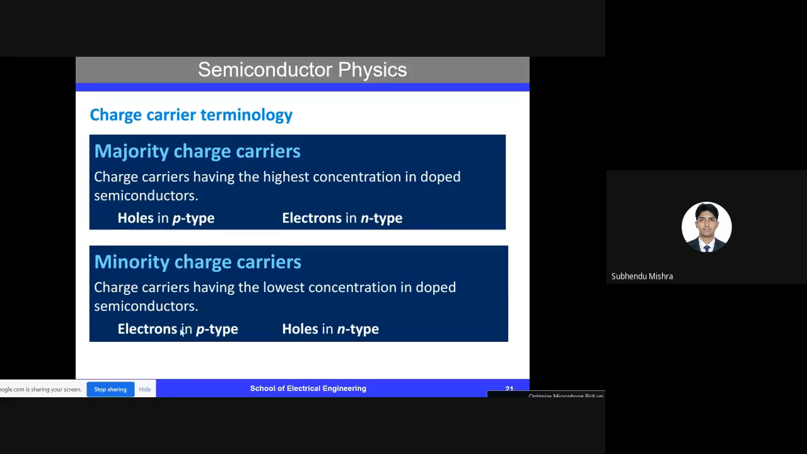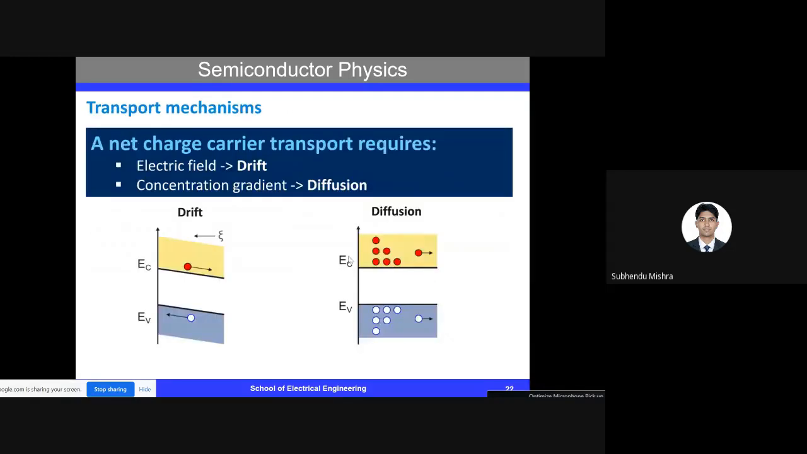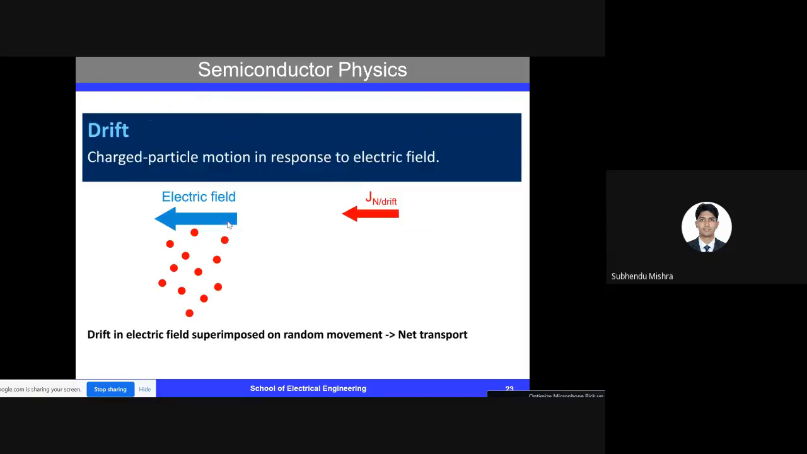So the electrons are the minority carriers in P type and holes are the minority carriers in the N type. Then we have the drift and the diffusion current. So two types of forces are acting on each one. The drift current is because of the electric field, and the diffusion current is because of the concentration gradient. So these two are again all the time affecting the electrons and the holes.